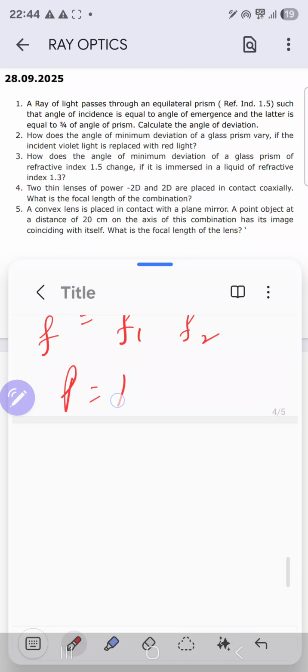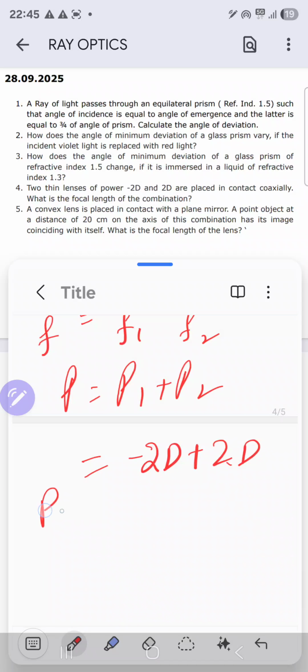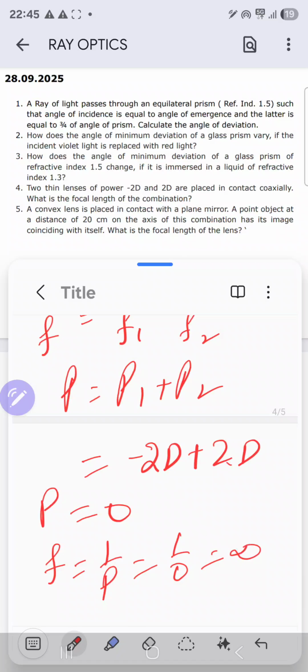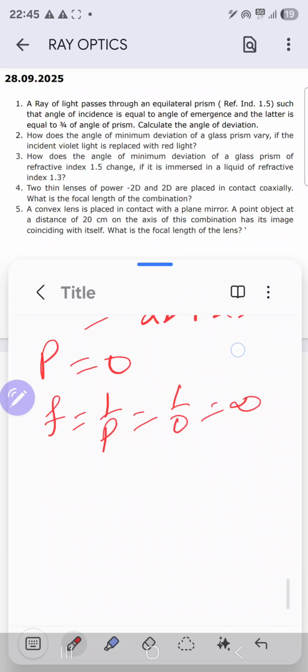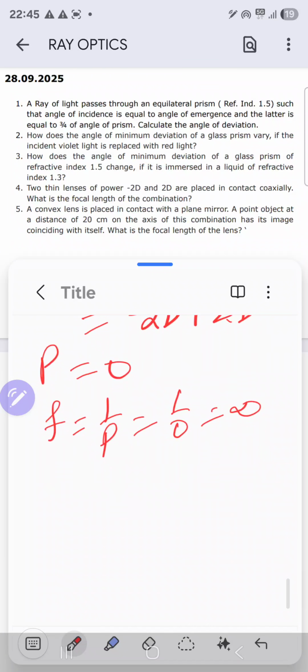So power is P1 plus P2. One power is minus 2 diopter, another is 2 diopter, so the net power becomes 0, and focal length is 1 over P, which is 1 over 0. That means it becomes infinity. So the focal length of the combination is infinity.